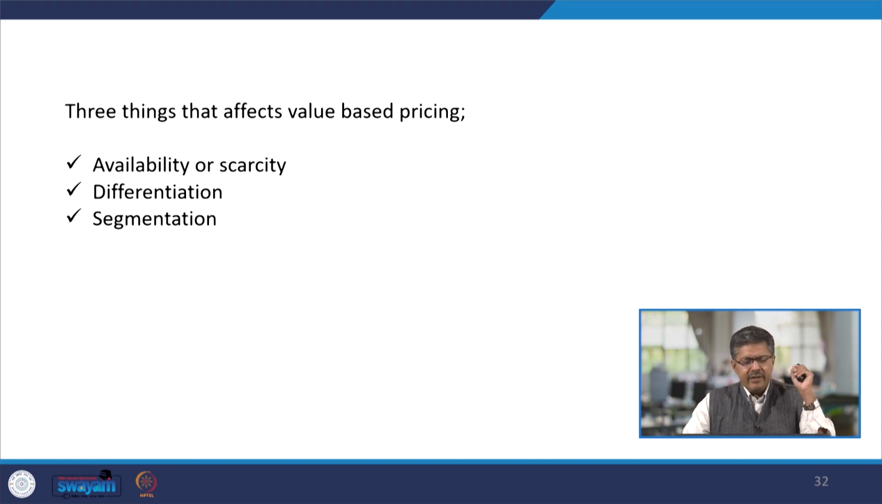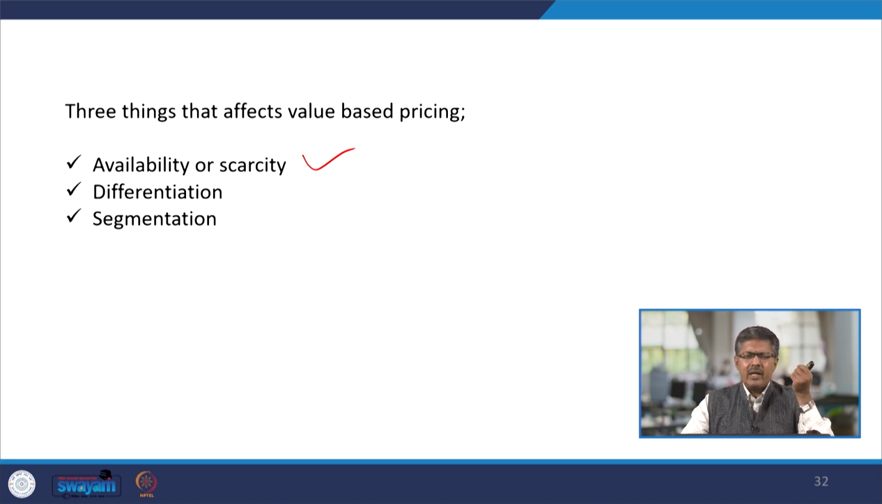The three things that affect value based pricing: first of all is availability or scarcity. If the product is not available in time, what happens? How important is this product? Value is generated by understanding the scarcity or the availability of it, most importantly scarcity.